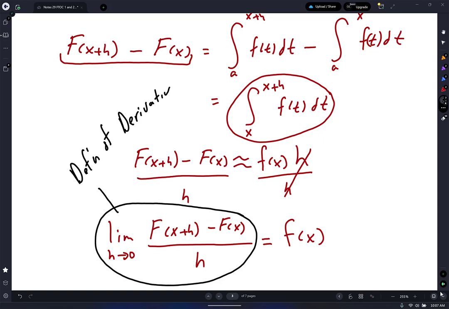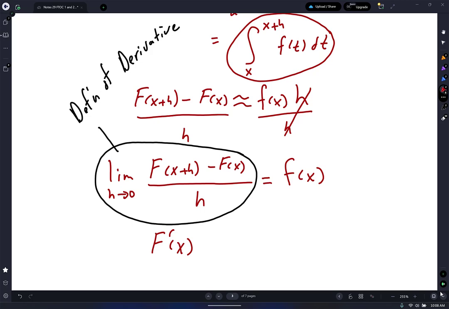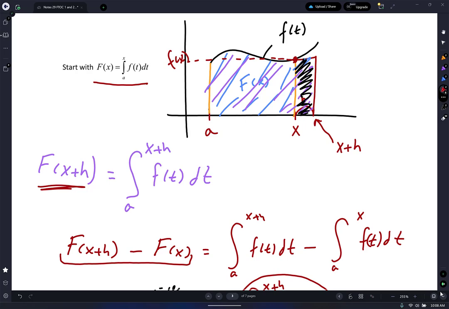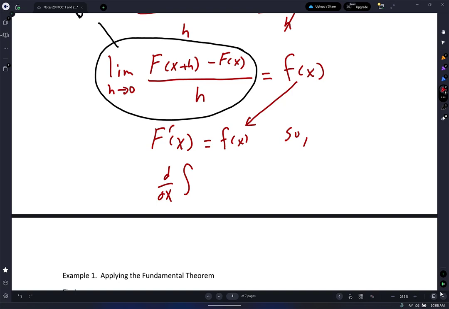So they have the capital F. That just means F prime. All that I just circled means capital F prime. So the derivative, remember, what was capital F? Capital F was just this integral, right? So the derivative of this is nothing more than f of x. So what does that mean? d/dx of the integral from a to x of f of t dt is nothing more than f of x. That's all it means. Cool or not cool?